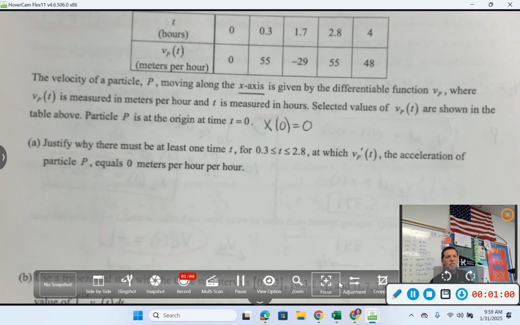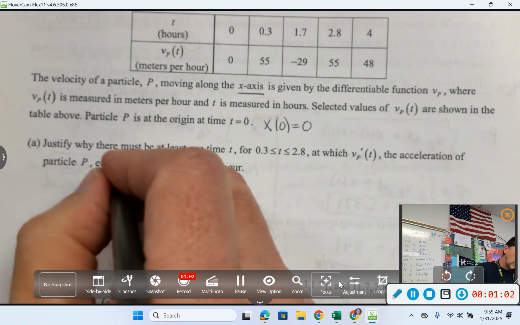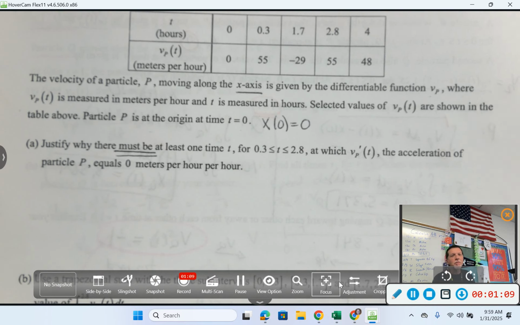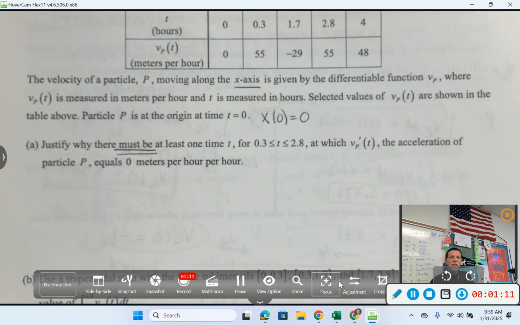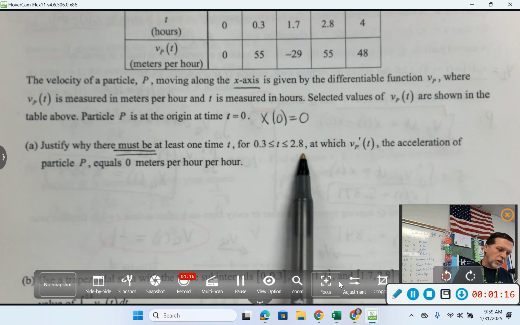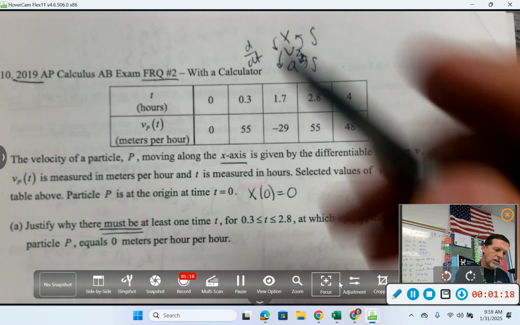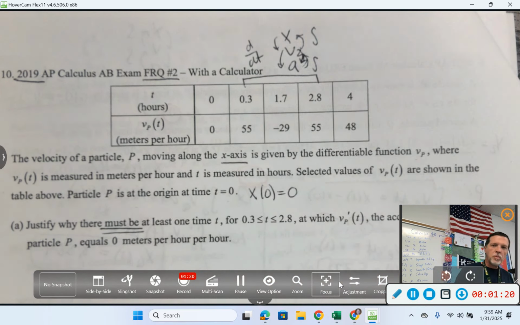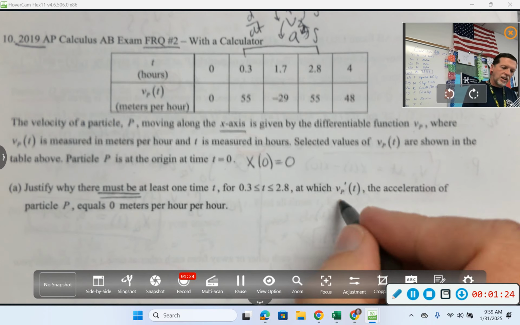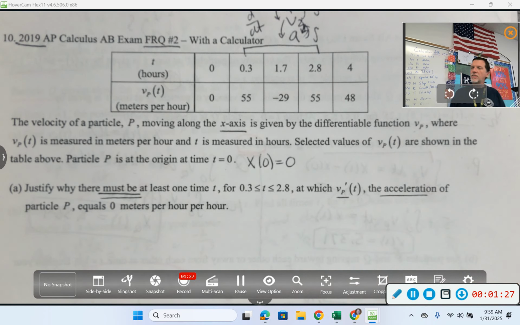Part A. Justify why there must be. So this is what's called an existence theorem. Like something has to happen. It's usually the mean value theorem. Must be at least one time between 0.3 and 2.8 at which v prime, the acceleration, equals 0. They reminded us that the derivative of velocity is acceleration.